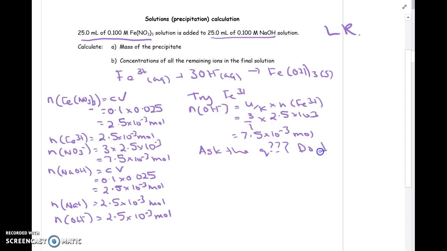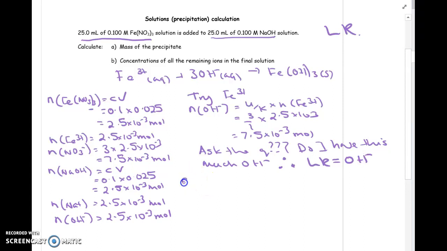Now I must ask the question: do I have this much hydroxides? Checking my actual amount of hydroxides, I see that I have 2.5 by 10 to the negative 3 moles, and I actually need 7.5. So I don't have enough. This means that the limiting reagent is hydroxide ions.